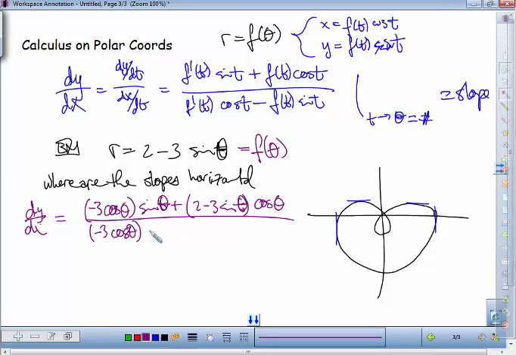And then this time I'm going to first multiply by cosine theta, and then the original function sine theta. So to answer the first question, where are the slopes horizontal, we're going to take the numerator.